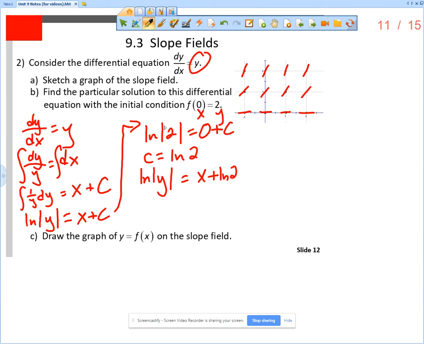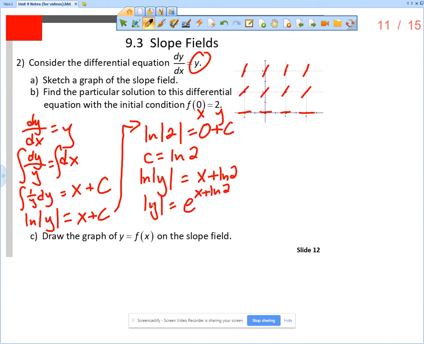But we want to make sure we solve explicitly for y, all right? So you will find that AP is always going to ask for the explicit solution in this type of problem. So first of all, how do I get rid of the natural log? I exponentiate both sides. So that means that the absolute value of y is equal to e to the x plus the natural log of 2.